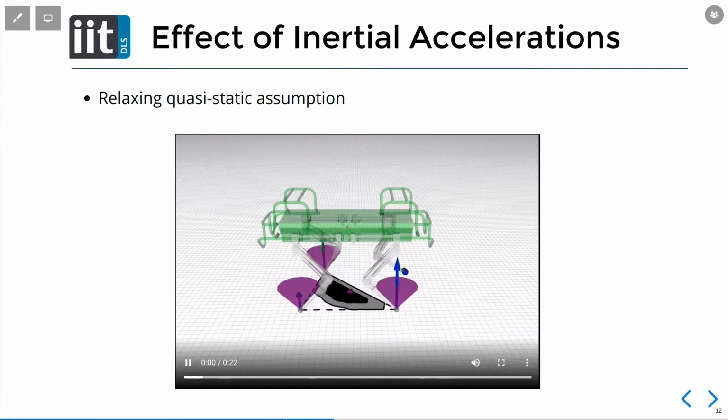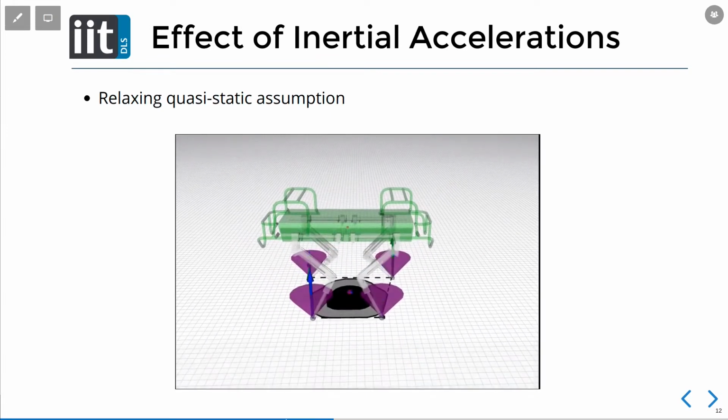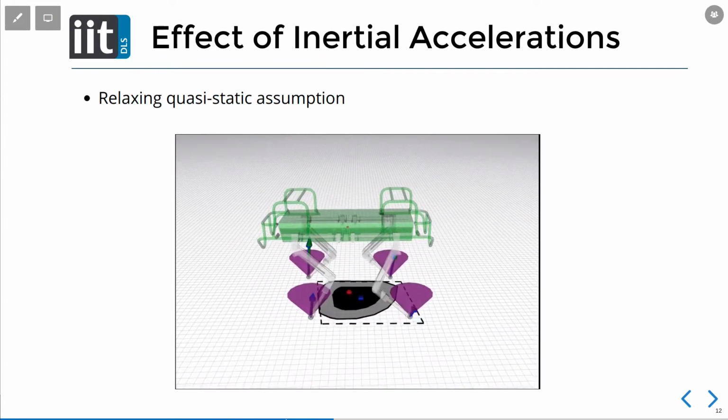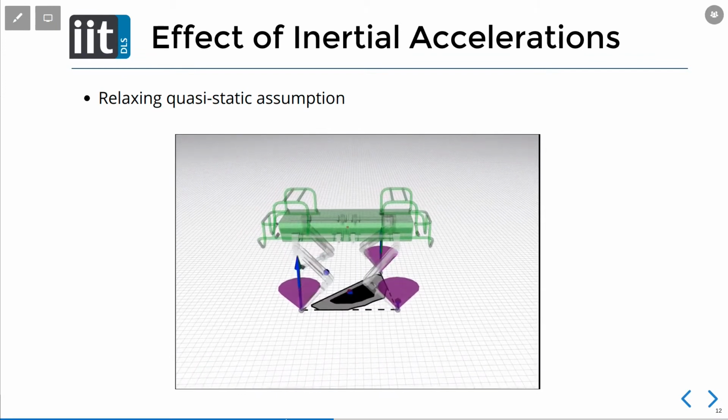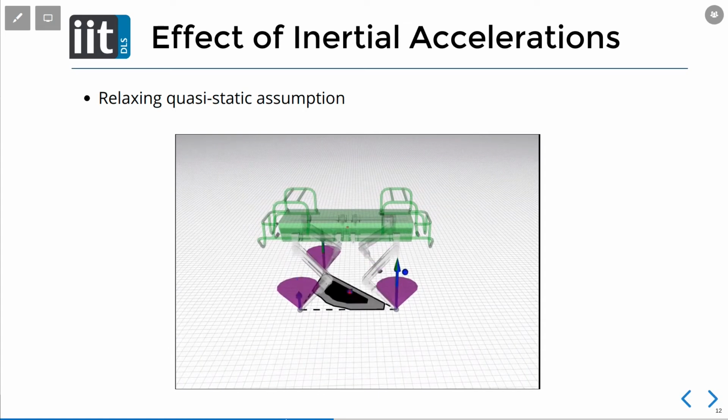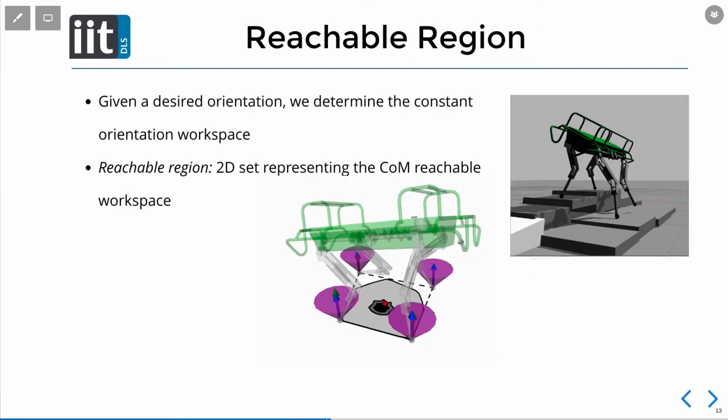Next, we proceed to relax the quasi-static assumption. We observe that the computed region moves according to the direction of the instantaneous body acceleration. The actual center of mass position and acceleration are used for the computation of the region to maintain the linearity of the problem. The idea behind the reachable region is that given a desired orientation, we determine the constant orientation workspace, and the reachable region will be a 2D representation of that workspace.